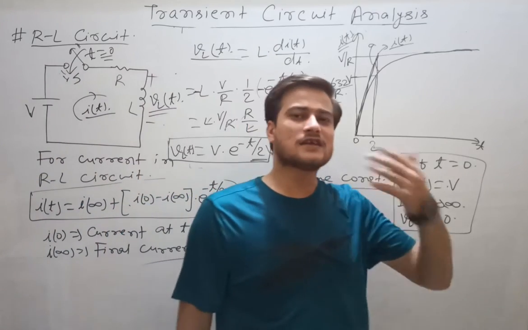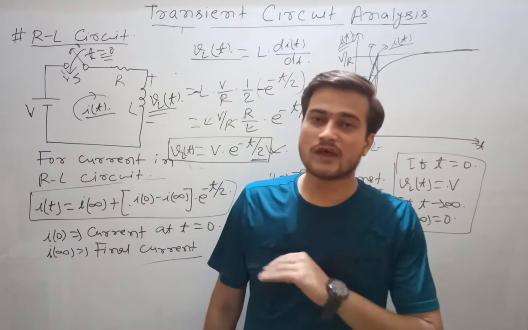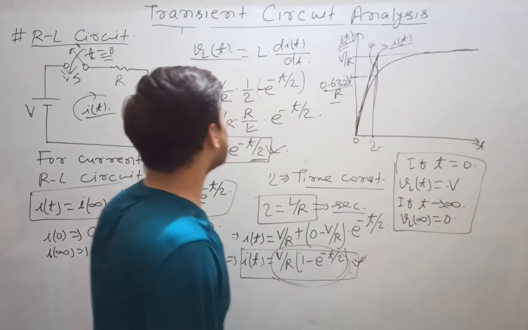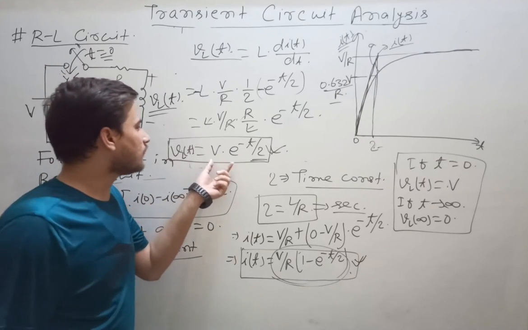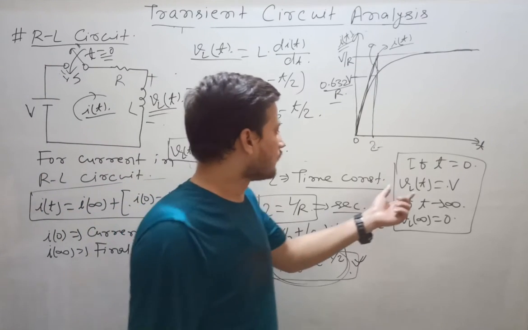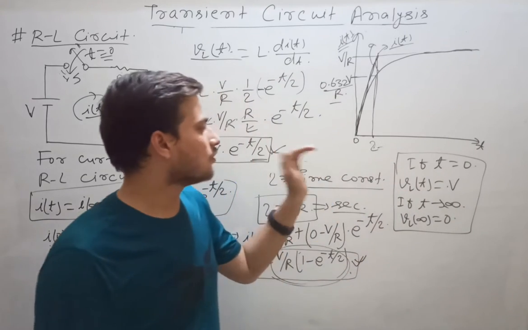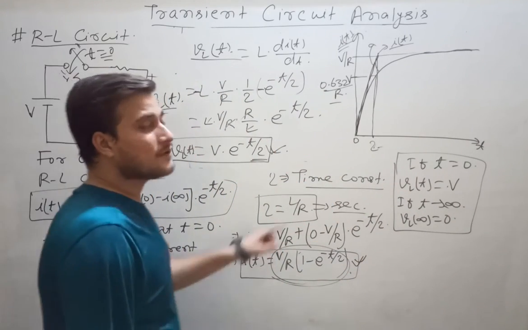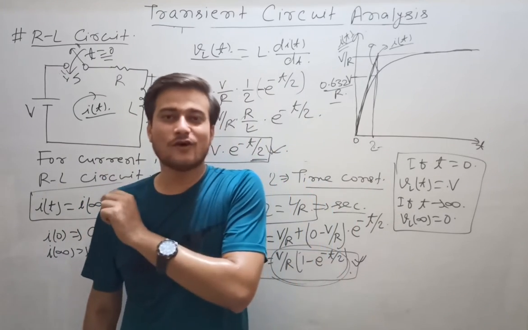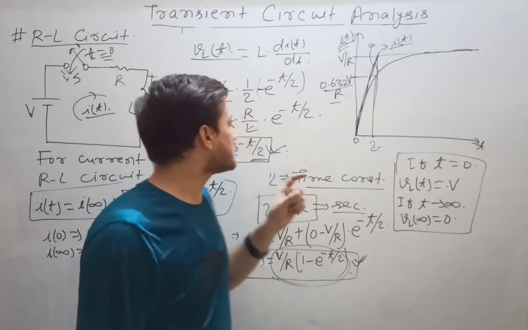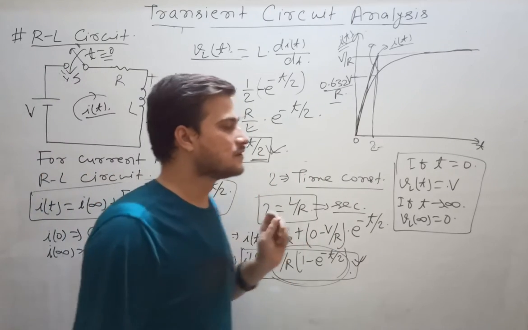Once current starts flowing, there will be some voltage drop across the resistor. Clear? So here VL(t) will be equal to V into e to the power minus t by tau. For t equal to 0, VL is equal to V. That means the inductor is open circuited. When the time t tends to infinity, the voltage across the inductor becomes 0, and the voltage becoming 0 means this part is short circuited.